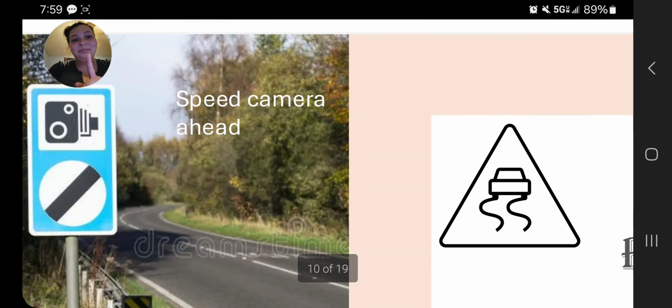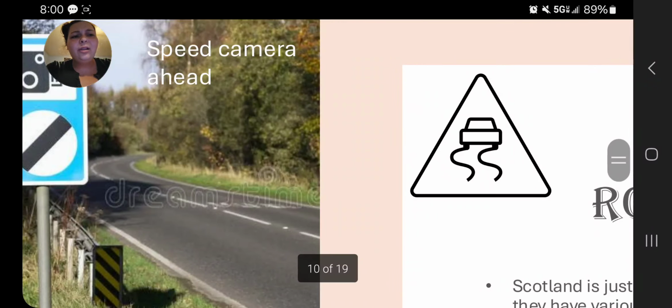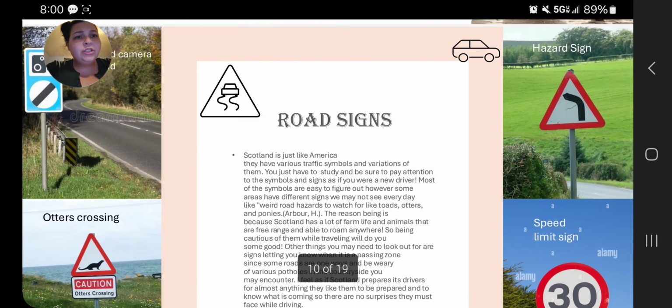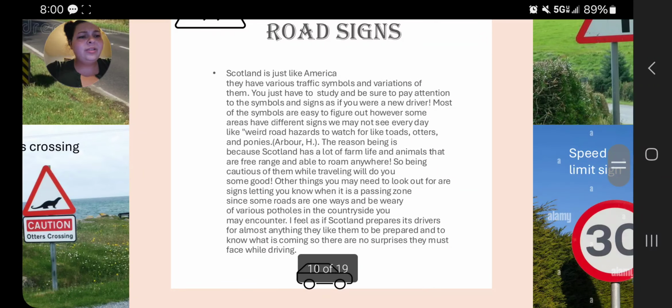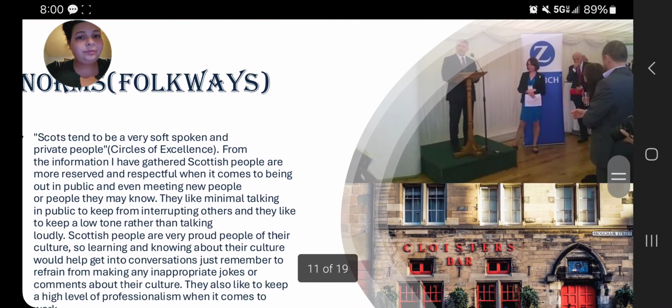I'm going to tell you right now. In America, they do not tell you that there is a speed camera ahead. At least I've never seen it, and I like to say I pay attention, but they have a lot of signs just stating everything that is going on and everything that is happening when you are driving. So I feel like they really like to prepare you for certain situations.